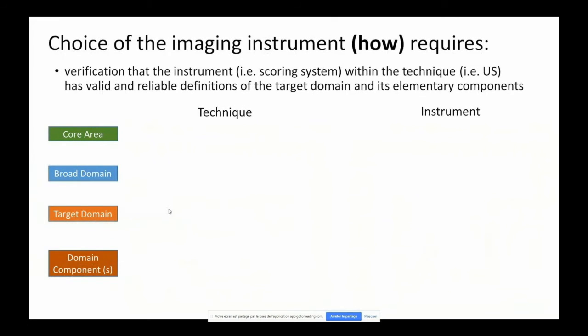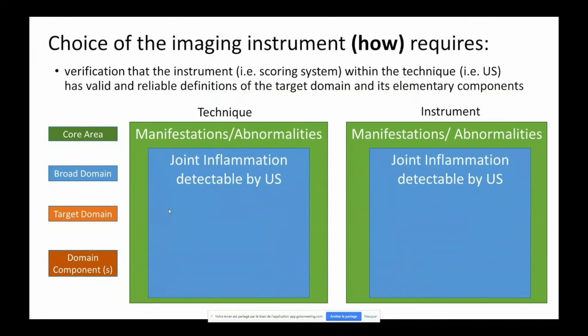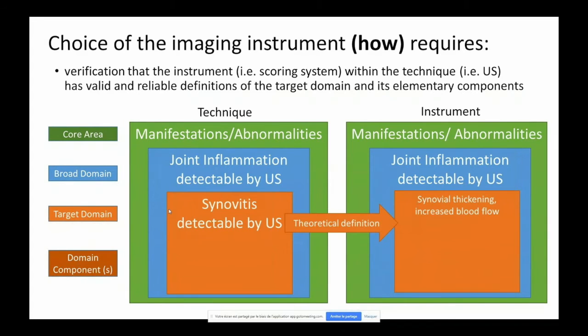Then we have to verify that the instruments, the scoring system within the technique, for example, ultrasound, has valid and reliable definitions of the target domain and its elementary components. Again, the core area and the broad domain don't change. The target domain is the synovitis detectable by ultrasound. And what can be measured, the theoretical definition of this, should be clearly defined.